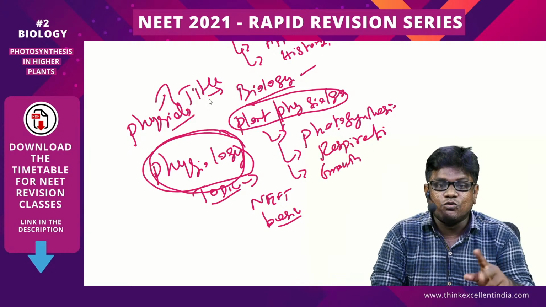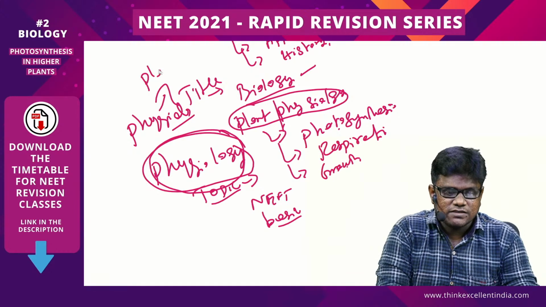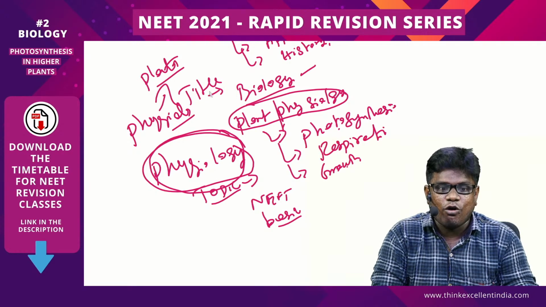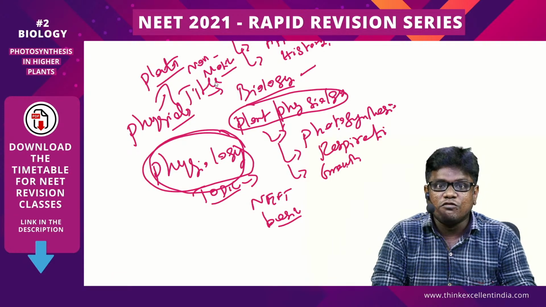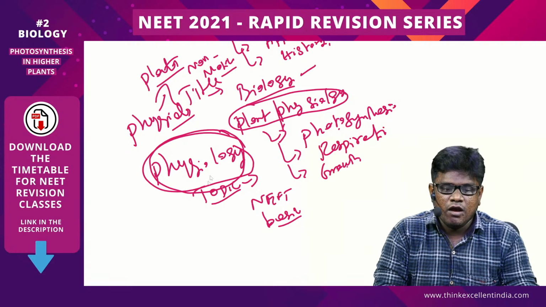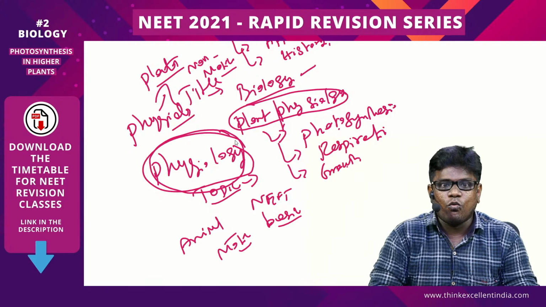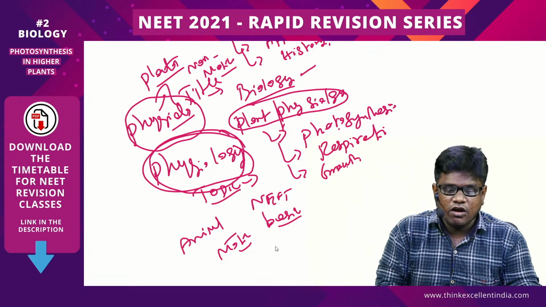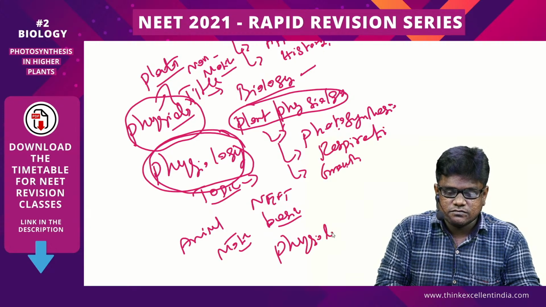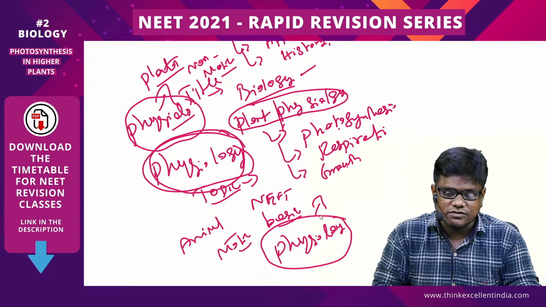Physiology means there are 2 different types of physiological processes: one in plants, another in animals. Plants are very different because they are non-motile living organisms. They cannot move from one place to another. But animals are motile. So within that particular topic itself, you have to be very clear about the word physiology. That's what I'm trying to say.